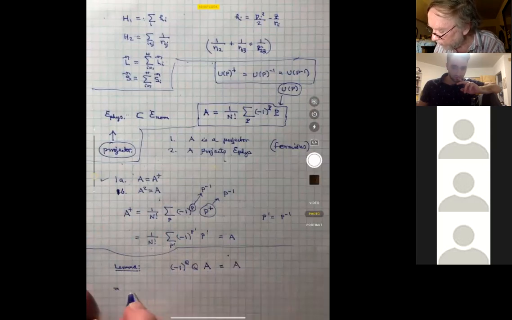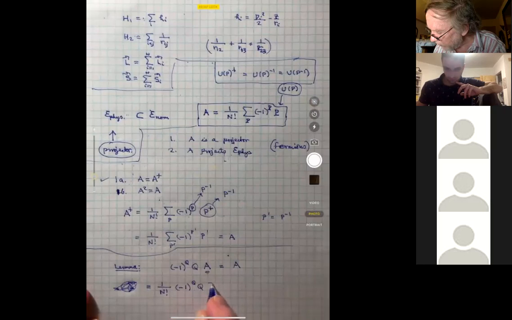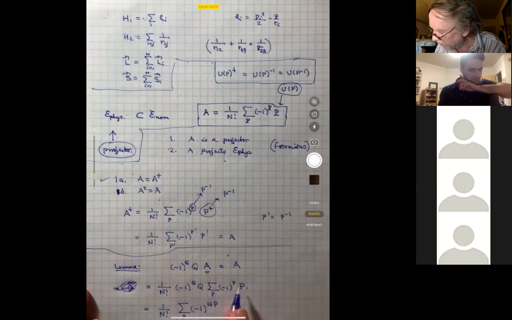And the proof of this just comes from multiplying this out. It becomes, let's write it this way, equal to 1 over n factorial times the sum on P, and then I have the minus 1 to the Q times minus 1 to the P times P. And the 1 over n factorial is out here like this. And then the minus 1 to the Q is just a number, combines with the minus 1 to the P. So I get a sum on P here of minus 1 to the QP. And then permutation Q times P is QP like this.